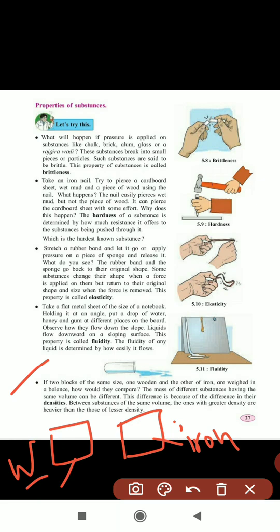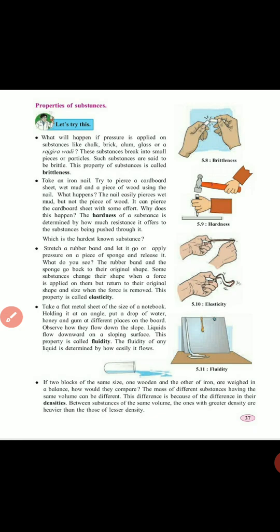No. The mass of objects of different substances having the same volume can be different. Yes, children, this difference is because of density. Between substances of the same volume, the ones with the greater density are heavier than those of lesser density. So this is lower in weight and this is higher in weight. This has the low density, this has the higher density.